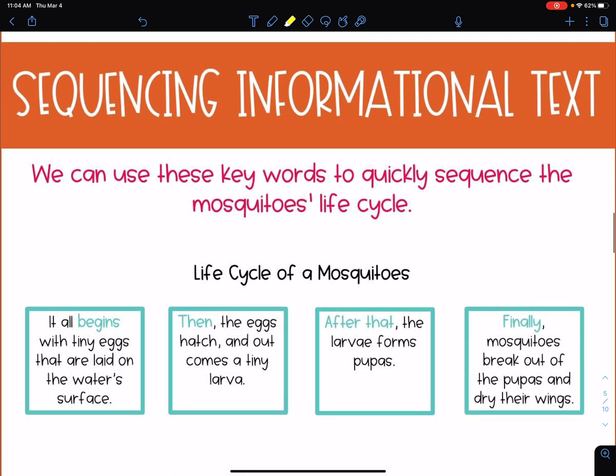So we can use these keywords to quickly sequence the events of a mosquito's life cycle. They've given us an example of just 4 sentences that would be sequenced for the life cycle. It all begins with tiny eggs that are laid on the water's surface. Then the eggs hatch and out comes a tiny larva. After that, the larvae form pupas, and finally mosquitoes break out of the pupas and dry their wings. So if we wanted to number these, we could number them 1, 2, 3, 4, and that is the sequence or the order of events of a life cycle of a mosquito.